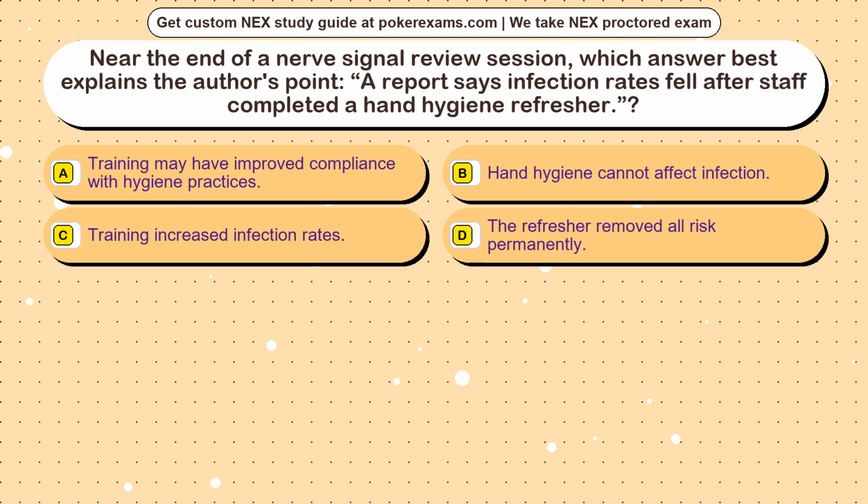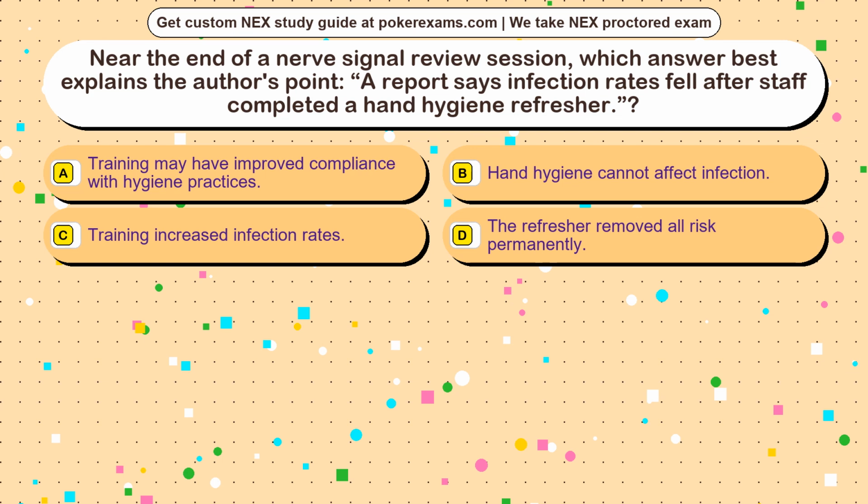Question 19. Near the end of a nerve signal review session, which answer best explains the author's point? A report says infection rates fell after staff completed a hand hygiene refresher. Option A, a training may have improved compliance with hygiene practices. Option B, hand hygiene cannot affect infection. Option C, a training increased infection rates. Option D, the refresher removed all risk permanently.